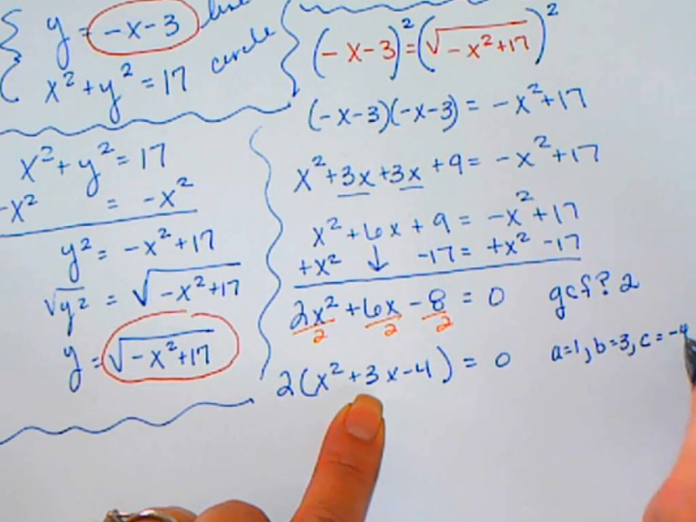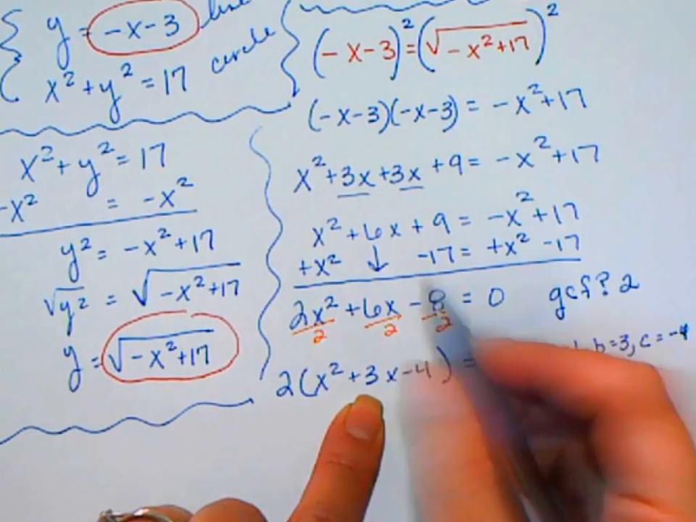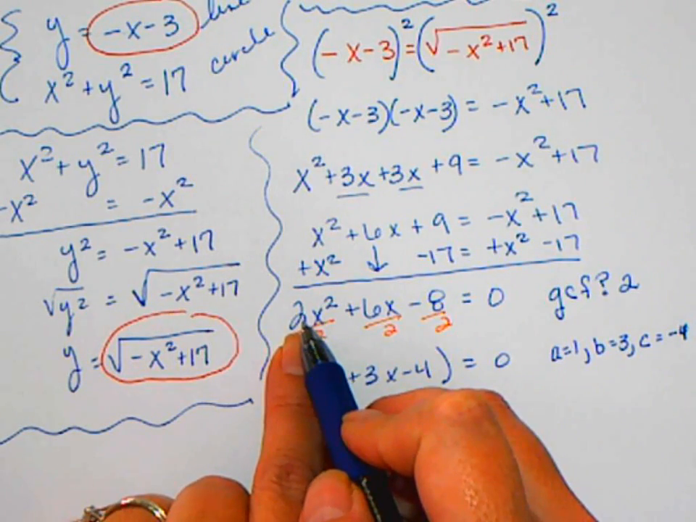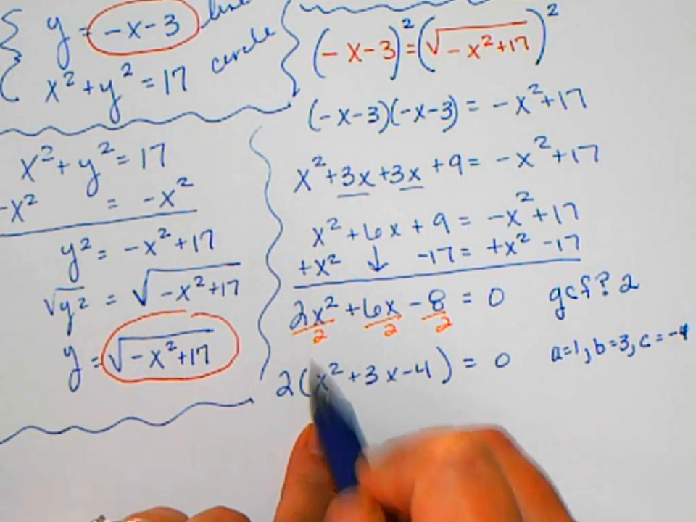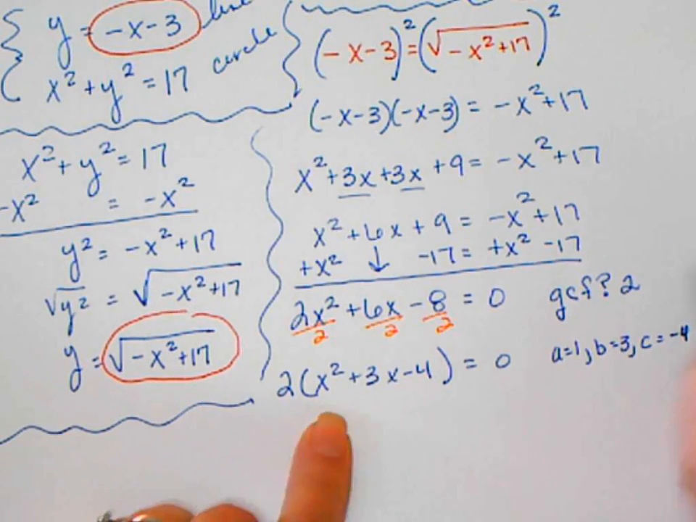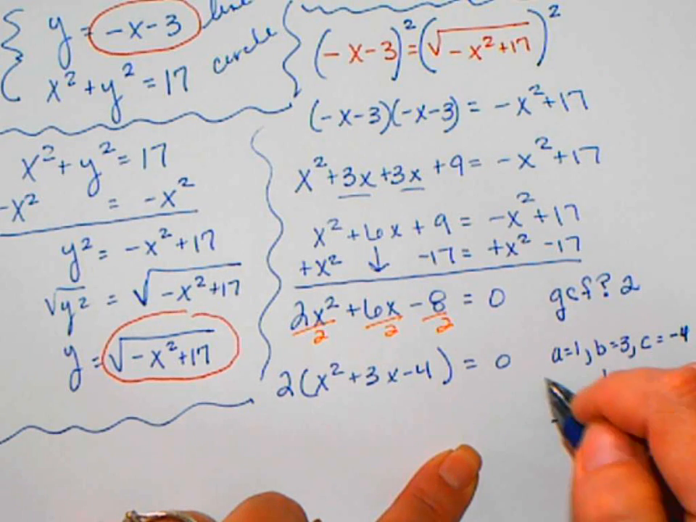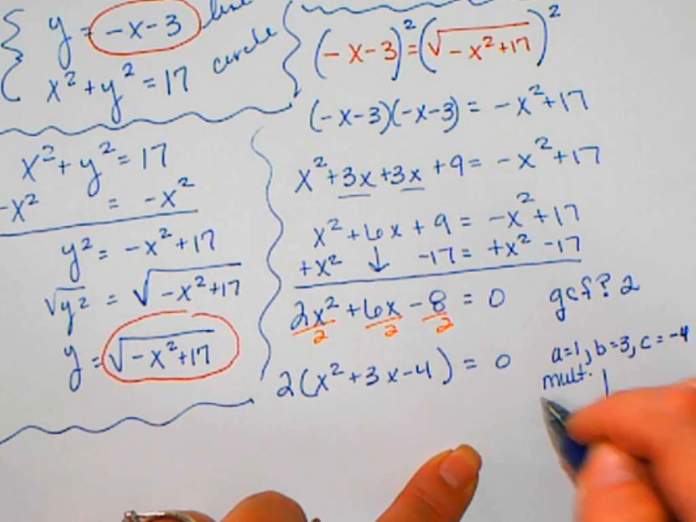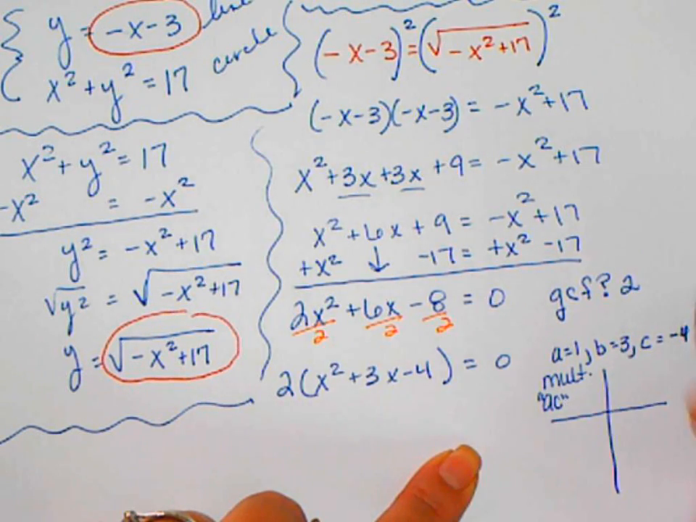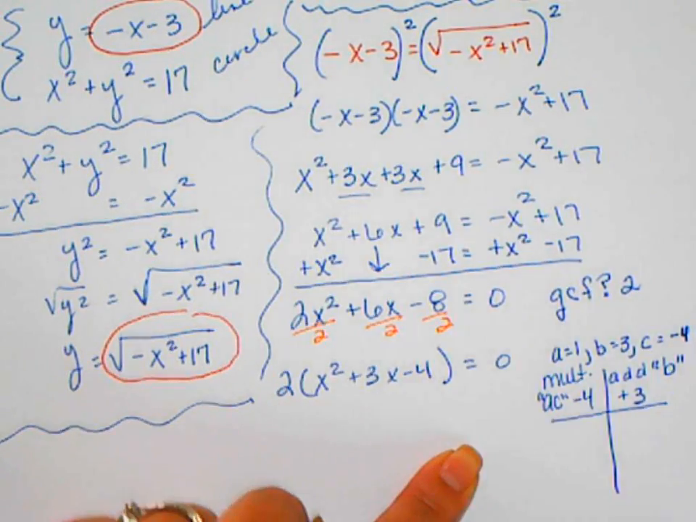Negative 4. Am I going to have to divide and slide on this? No. I'm not looking at my original. I'm looking at what's inside the parentheses where your coefficient of your quadratic is 1, right? Alright, so make your little T-chart short and stout. You need two numbers that multiply together to get A times C, which is negative 4, and add together to get B, which is positive 3. Negative 4 times 1.